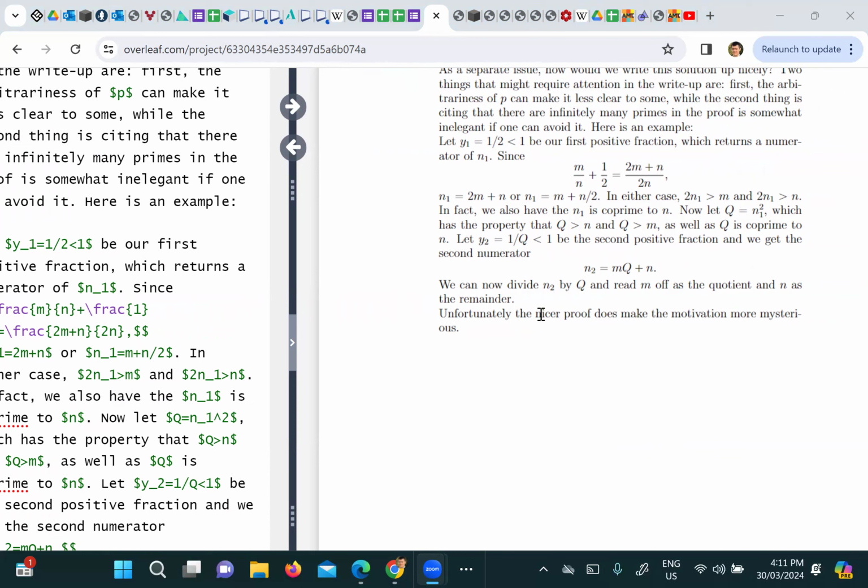And if you don't understand what I mean by reading off as a quotient and remainder, you just literally divide it by q and round it down to the lower integer. That's the m, right? And then the fraction part, you times it back by q, and that's the n, yeah? Okay.